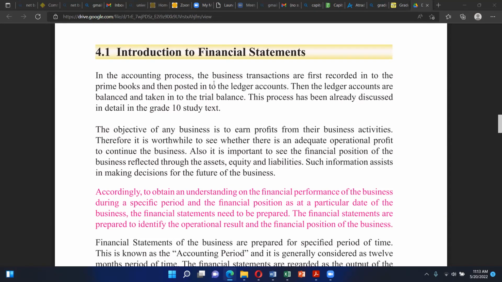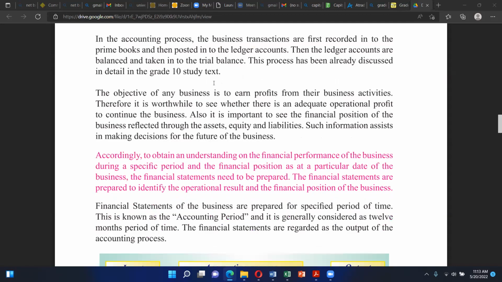Accordingly, to obtain an understanding on the financial performance of the business during a specific period and the financial position as at a particular date of the business, the financial statements need to be prepared. The financial statements are prepared to identify the operational result and the financial position of the business. Financial statements of the business are prepared for a specified period of time. This is known as the accounting period, and it is generally considered as a 12 months period of time. The financial statements are regarded as the output of the accounting process.